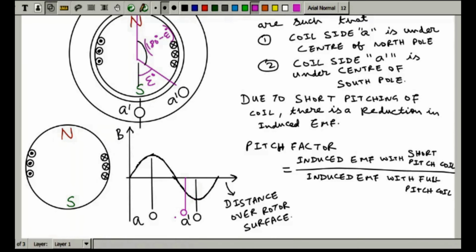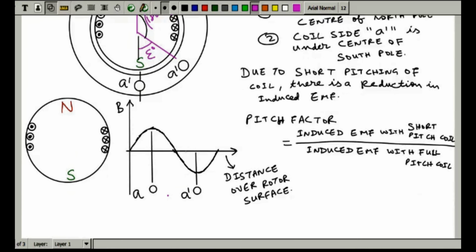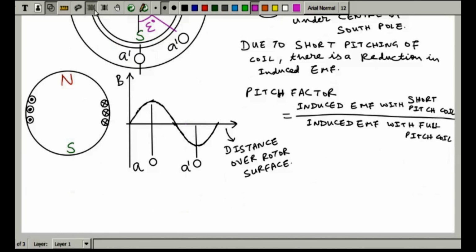Let me just do one thing. Let me draw it twice, one for the full pitch coil and another for the short pitch coil. That will be better.